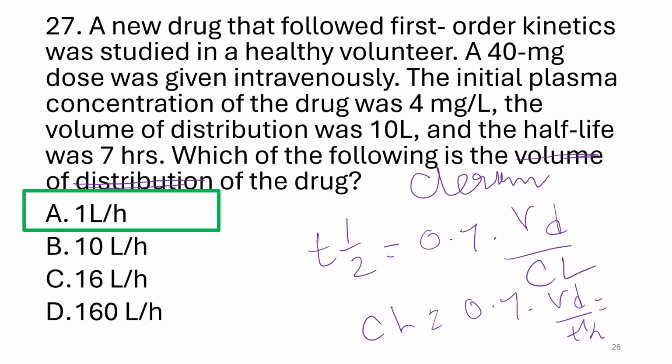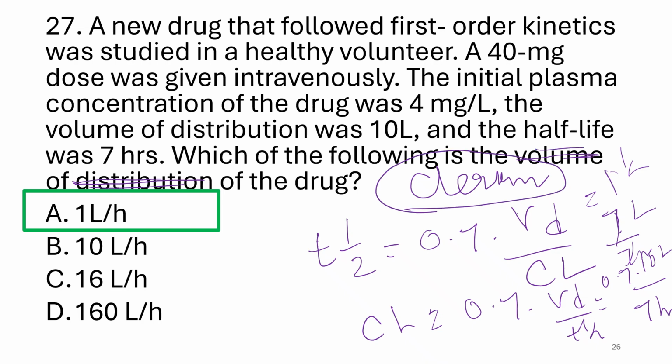So that means 0.7 times Vd, which is 10 liters, over half-life, which is 7 hours. So 10 times 0.7 is 7 liters over 7 hours. So that is 1 liter per hour. Okay, so this is not asking for a volume of distribution; you need to calculate clearance.